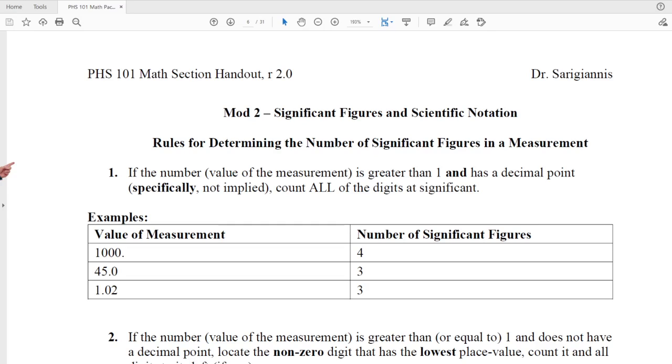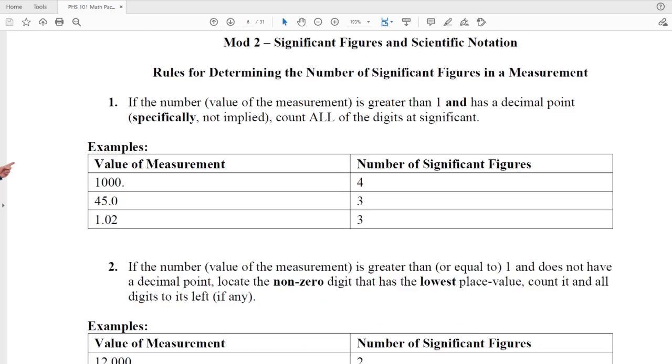Okay, this is the math packet, mod 2, significant figures and scientific notation. I think this section is something we can pretty much do online. It's relatively easy to understand if you go through the packet and follow the rules. So I want to go over the rules of significant figures in this video.